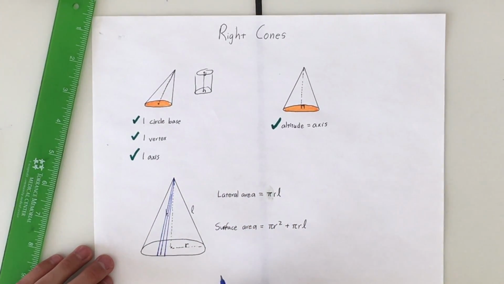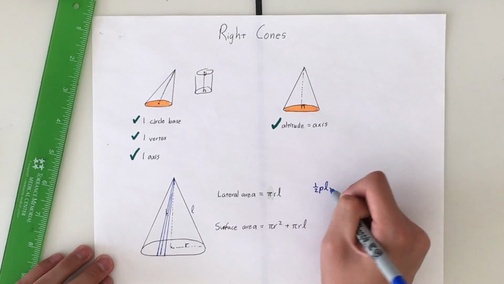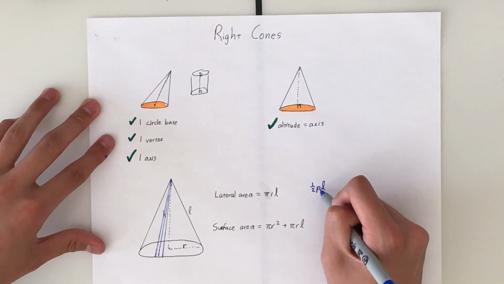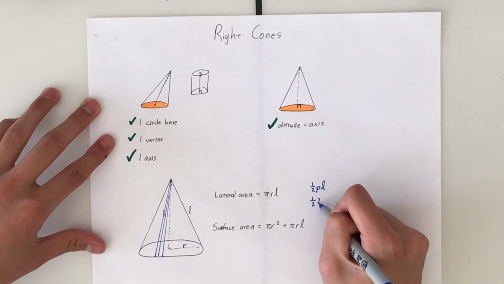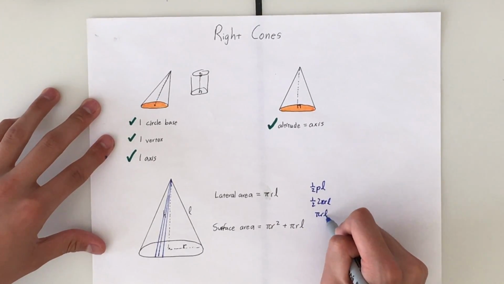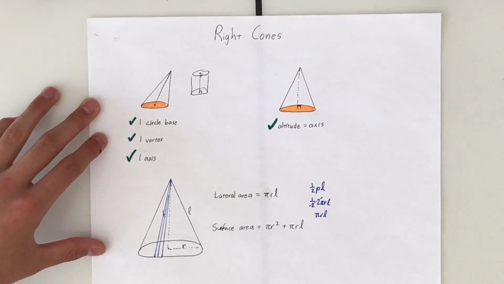And since the lateral area of a pyramid is 1/2 times perimeter times slant height, you could say that the perimeter of a circle is the circumference, and then you would end up deriving pi r l if you simplified it all the way, since the circumference is 2 pi r and these would cancel out.